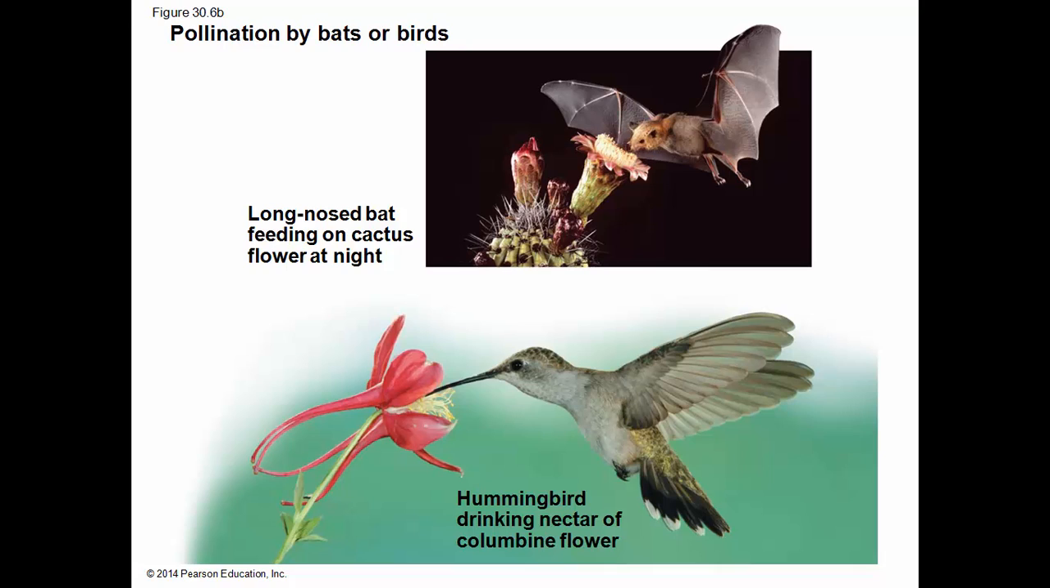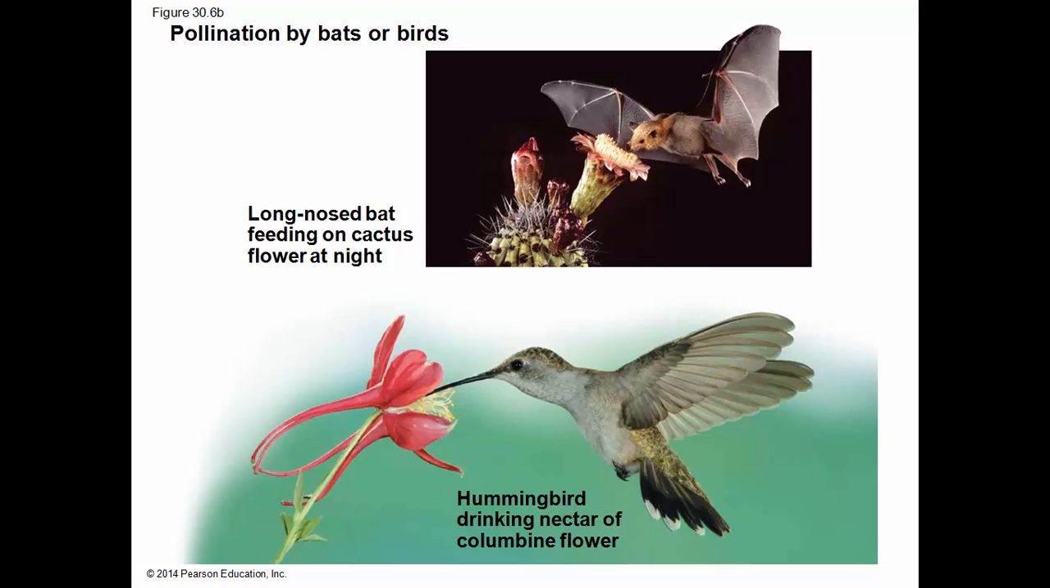Hummingbirds drink nectar of flowers. Usually these flowers are specially adapted. Plants that attract bats are usually heavily scented to attract the bats at night. The bats like a nice fruity smell, so they come in and rub their noses around in the anthers of the flower, and then they transfer that pollen to the next plant.